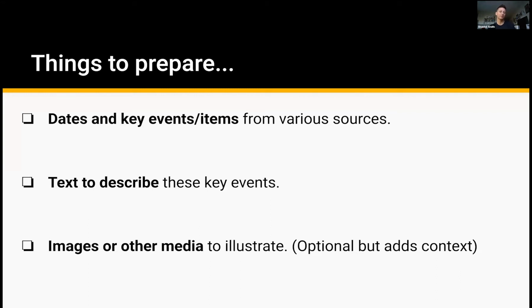And then you're going to want to figure out the text that you're going to use to describe these key events. So always remember, these are things that people might skim through, so you want to provide them context in a way that's easy to read and follow along with. And then of course, images or other media. For this, it is optional because you can just use text if you're just trying to quickly tell the story. But the more images and other media you add, the more context and the better the user experience.